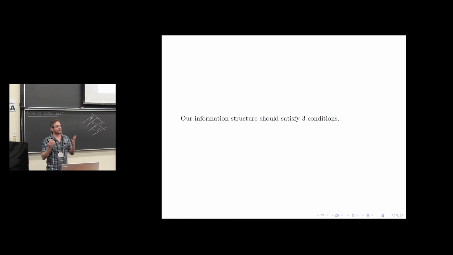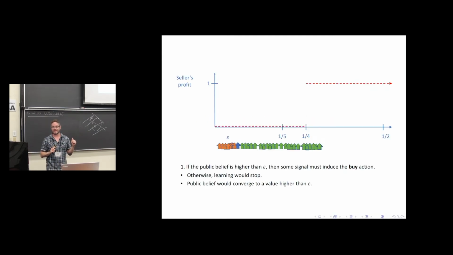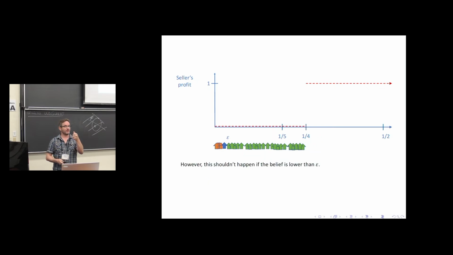And if we want to converge to 0 or 1/4, our signal is going to have to satisfy 3 things. The first thing it has to satisfy is that if we're somewhere above epsilon in the public belief, we want to be able to get to 1/4. Otherwise, we're stuck. On the other hand, if we're below epsilon, then we want to stay there. Then we don't want to run away too far. And this gives us an upper bound on the strength of the positive signals.